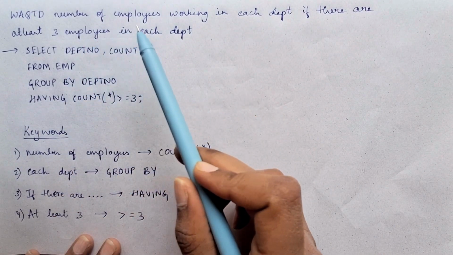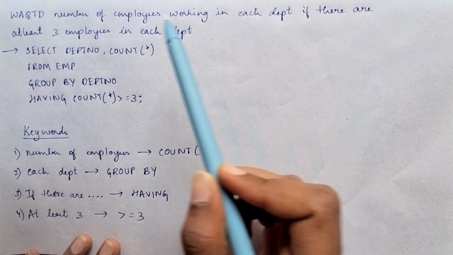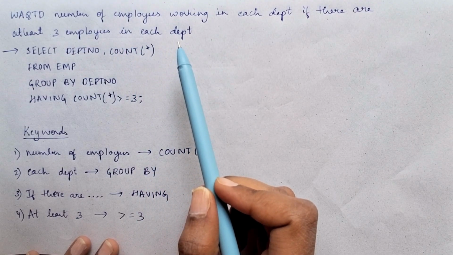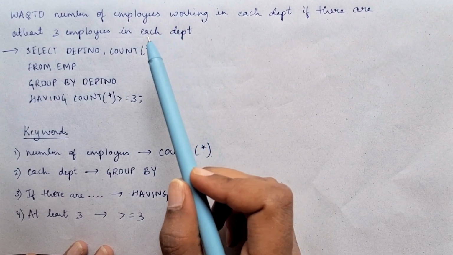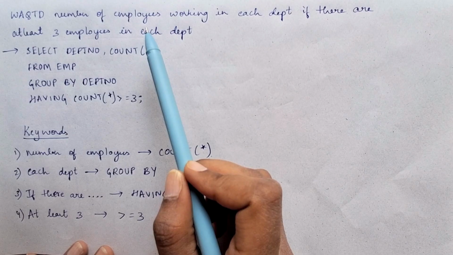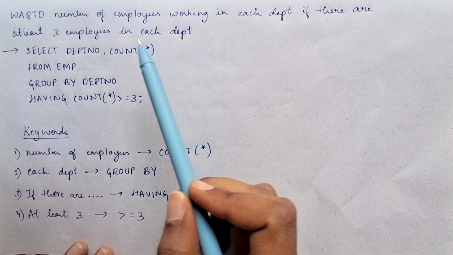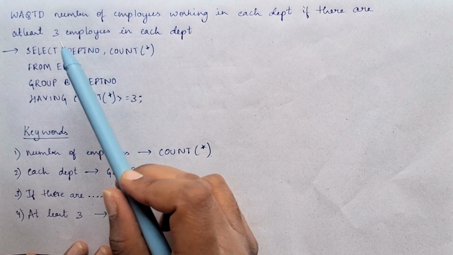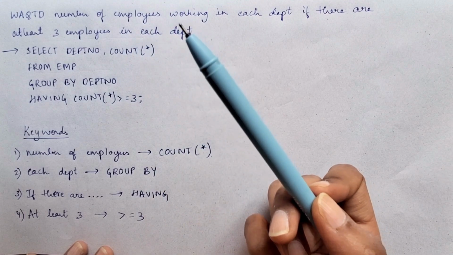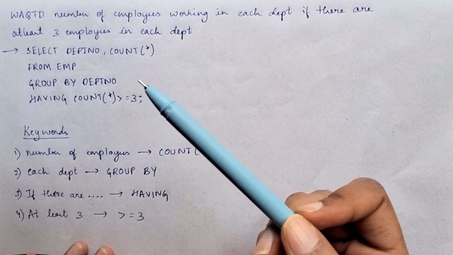Write a query to display number of employees working in each department if there are at least 3 employees in each department. So guys, here the goal is to get a list of department numbers and the total number of employees who work in department, but we have condition here that the department should have at least 3 employees. That is, department can have 3 or more than 3 employees, and if the department has only 1 or 2 people, we have to ignore it completely.